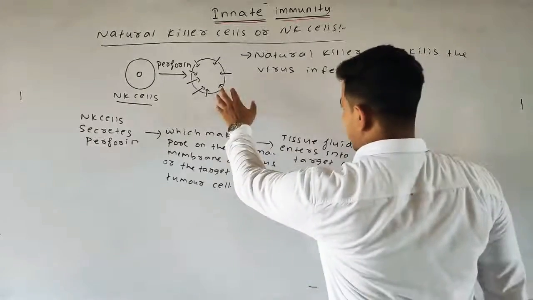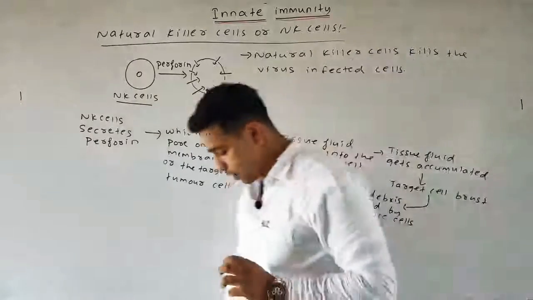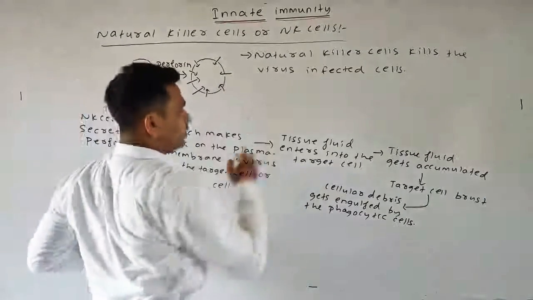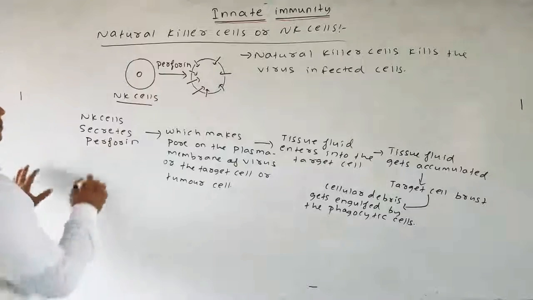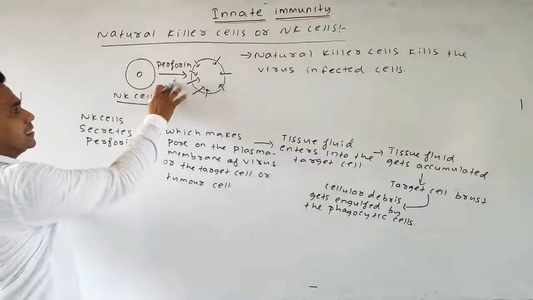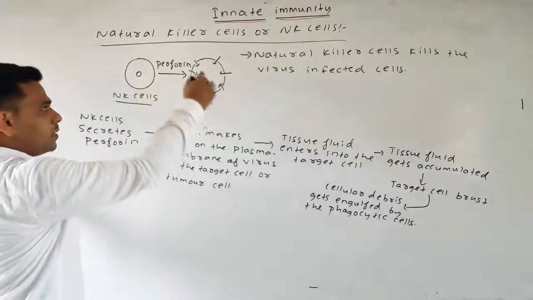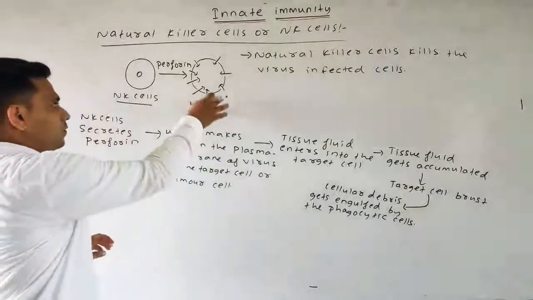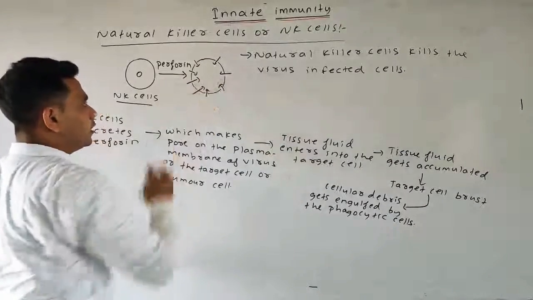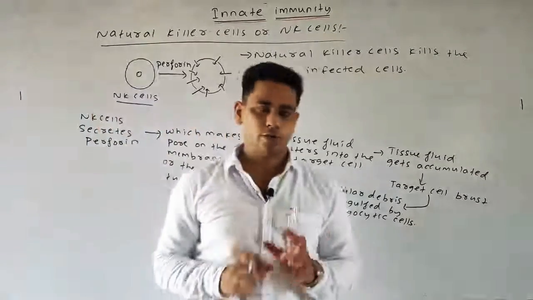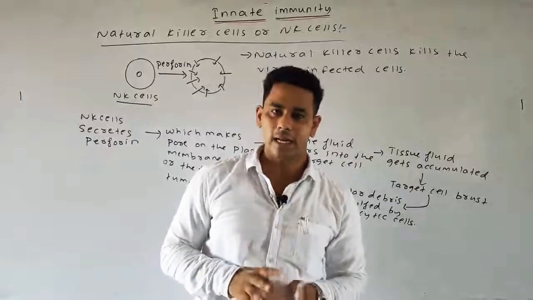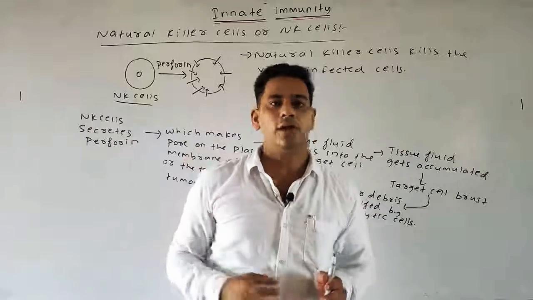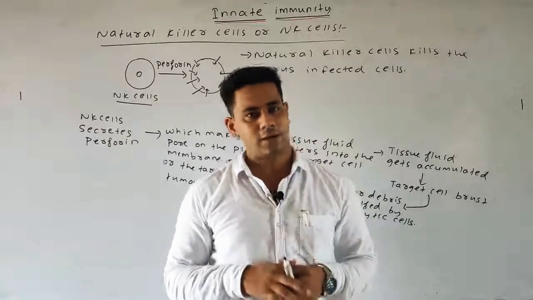Suppose the pathogen enters into our body, and it infects the cell, which is known as a virus infected cell or the target cell. The NK cells secrete a secretion called perforin, which makes the pore in the target cell, or virus we can say, by which the tissue fluids enter into the target cell, and the tissue fluids get accumulated inside the target cell, and finally it ruptures or bursts. By which the remaining cellular debris gets engulfed by the phagocytic cells.